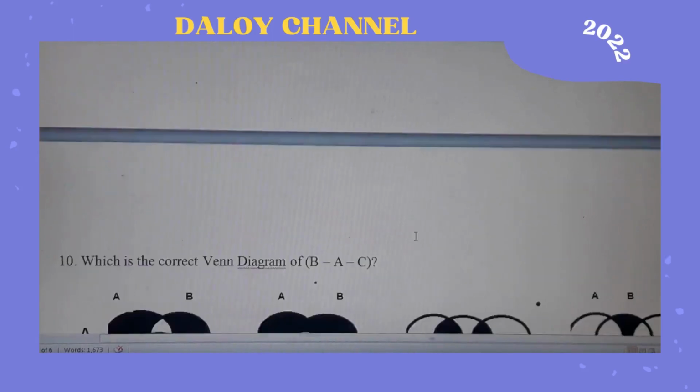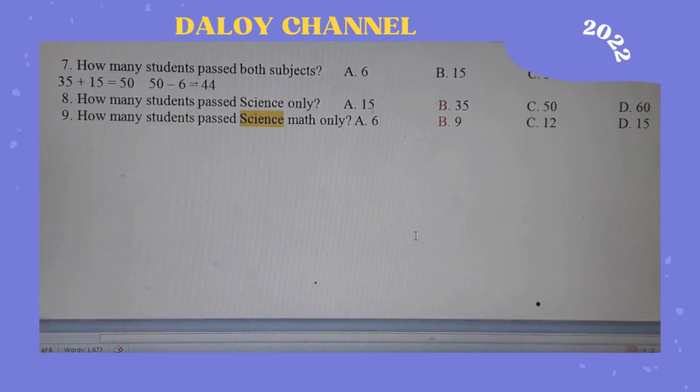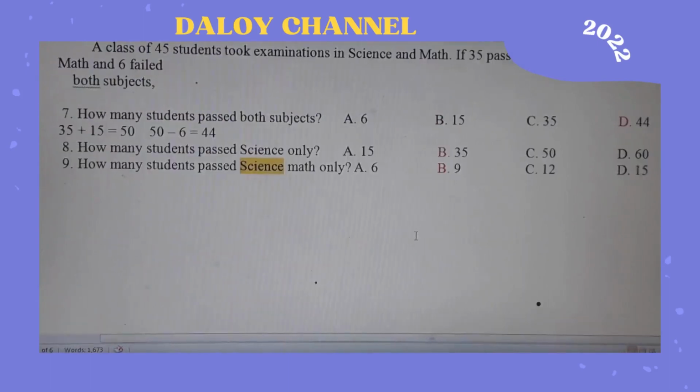Number 8. How many students passed science only? Number 9. The original question is how many students passed science only, so I think it's intended for math. How many students have passed math only?